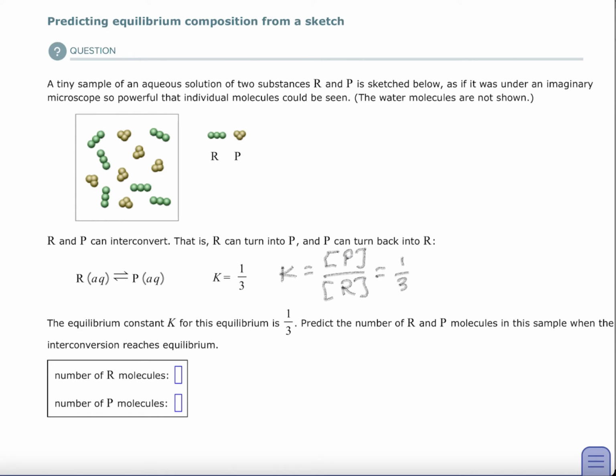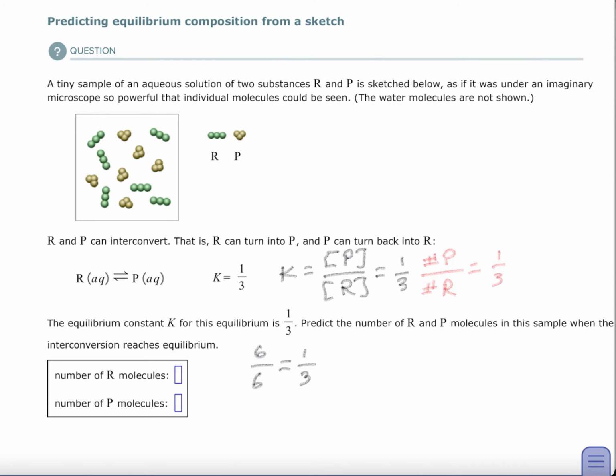But in my picture, since they gave me a sketch, I don't know what concentration means. All I know is that I've got 6 green lines and 6 brown triangles. So instead of concentration, I'm just going to stretch it a little bit and do numbers of what I see in the picture. So I'm going to say the number of the P that I can count divided by the number of R needs to equal 1/3.